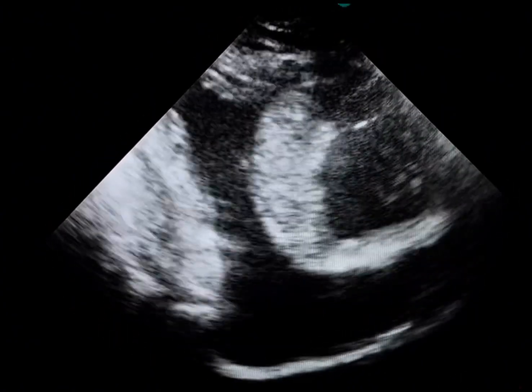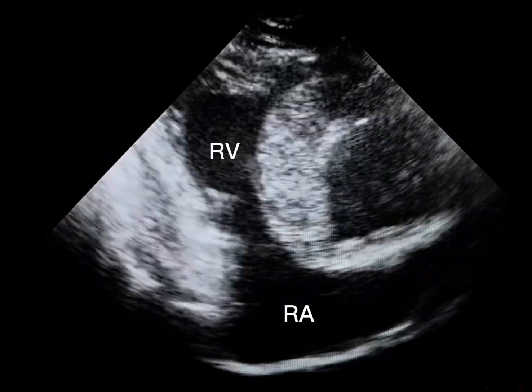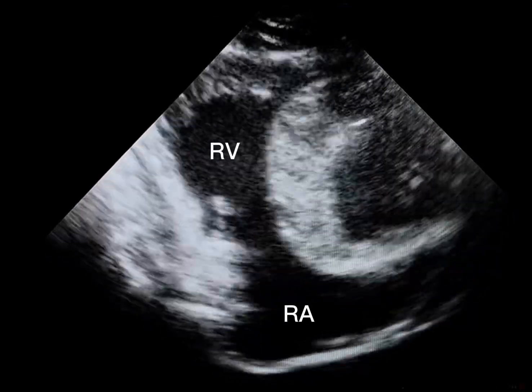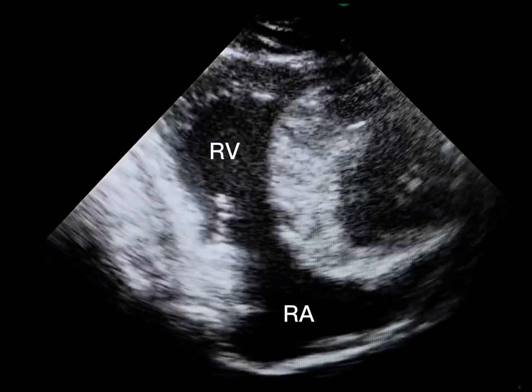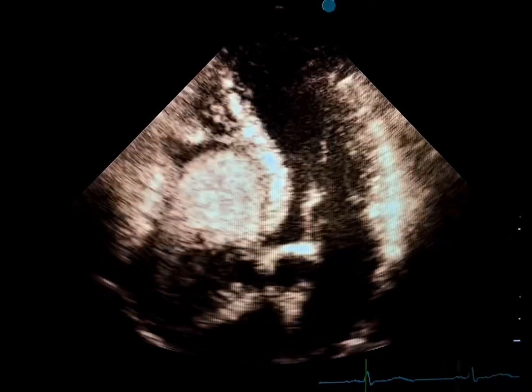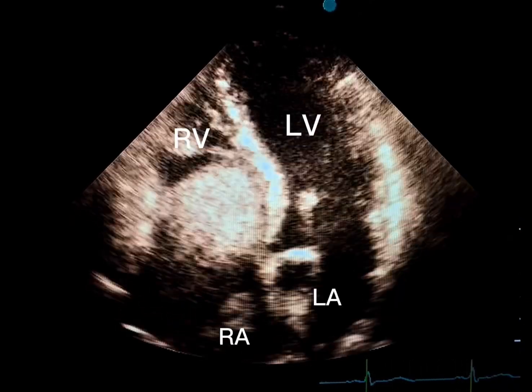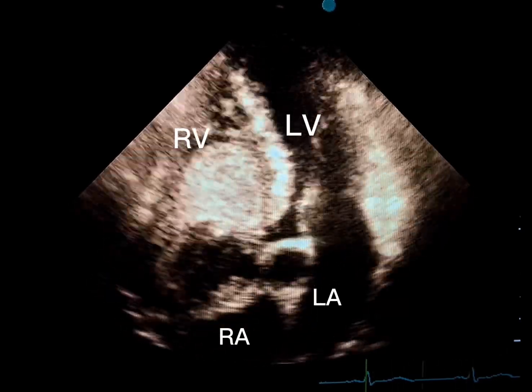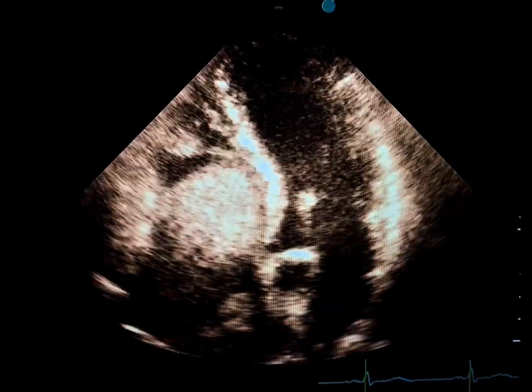The second most common RV masses are tumors such as myxomas, lipomas, angiosarcomas, or rhabdomyosarcomas. Metastases such as those from lung or breast cancer, melanoma, renal cell carcinoma, or lymphoma should also be considered.